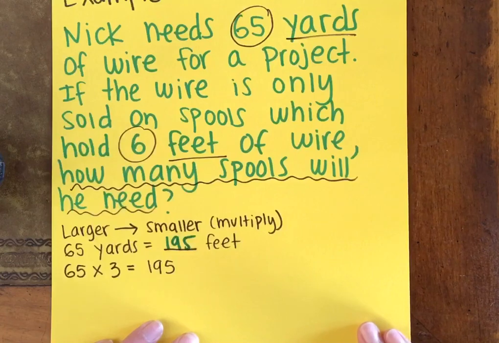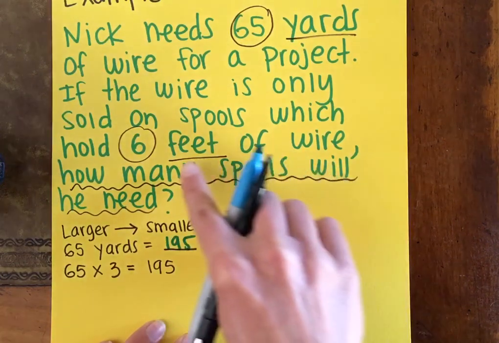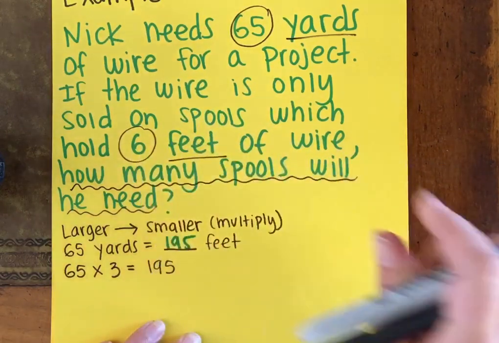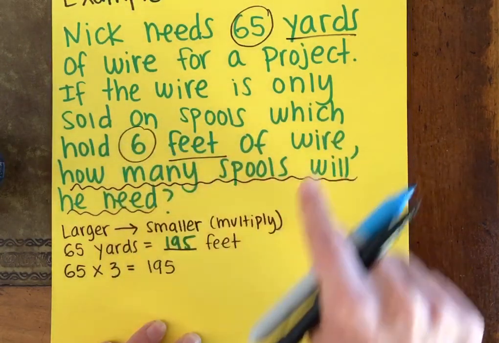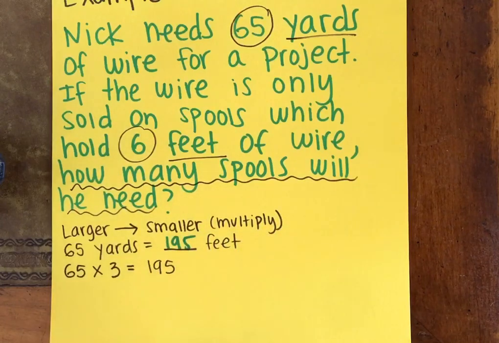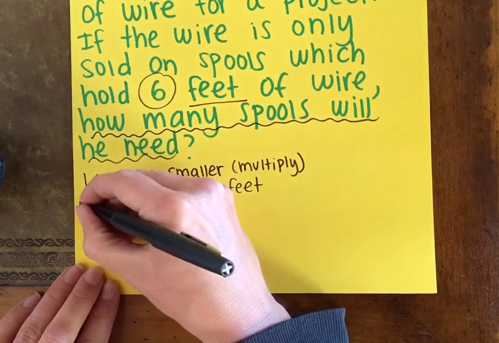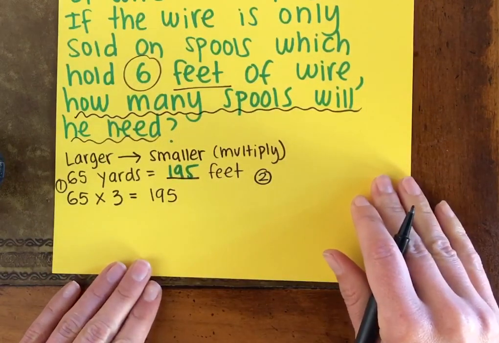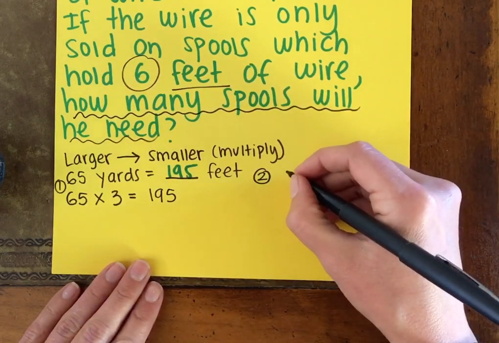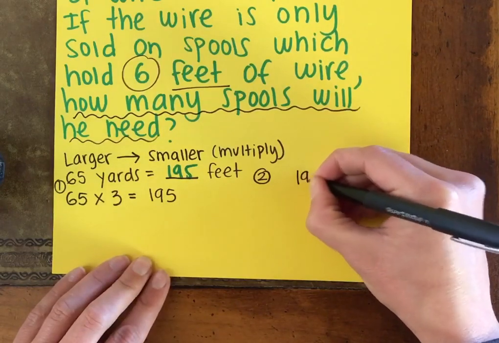All right, I'm halfway there because I know how many feet of wire he needs, but he needs to buy a certain number of spools of that wire, and they break it up into groups of 6. That idea of groups tells me I'm trying to figure out how many groups of 6 feet of wire go into 195 feet. That tells me that I'm going to need to divide. So I finished step 1. I figured out how many feet of wire are needed. Now I need to figure out how many groups of 6 feet of wire go into 195.